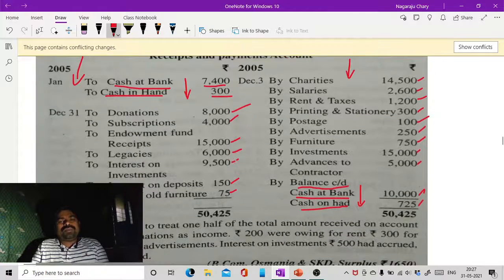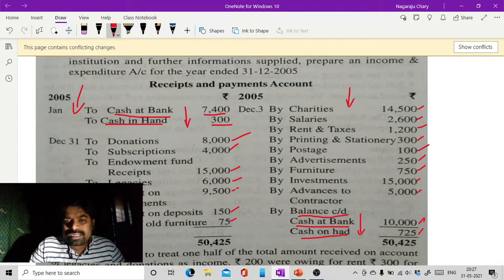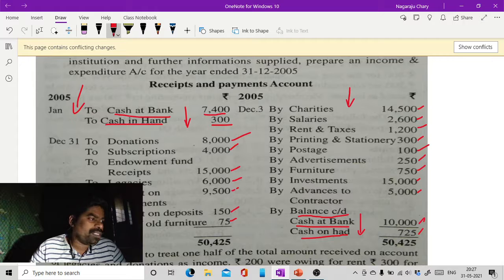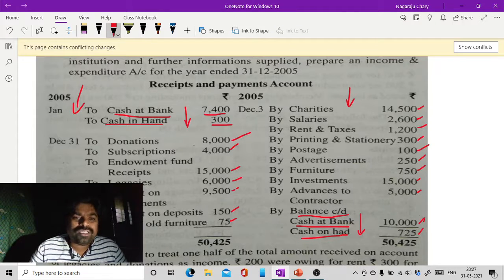So let us see. All the receipts are recorded on the debit side. All the payments are recorded on the credit side. Payment is nothing but expenditure. Receipts is nothing but income. But which one is to be taken, which one is not to be taken? That is according to the conditions of income and expenditure.